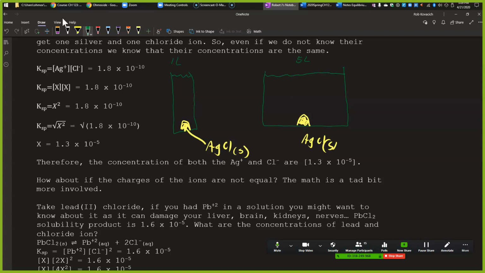So I've got a 5-liter container and a 1-liter container. I fill them both up. Then I add the same amount of silver chloride to both solutions. And what I'm saying is both of them have a concentration for silver of this. Can somebody tell me why?